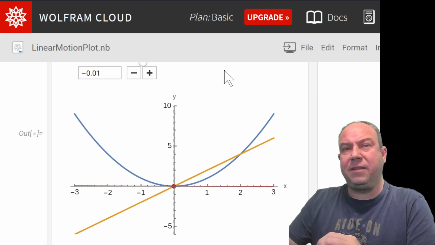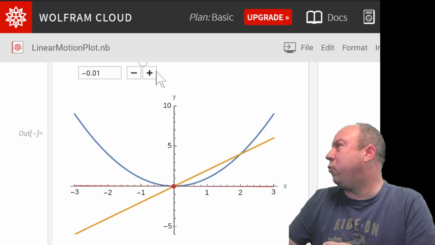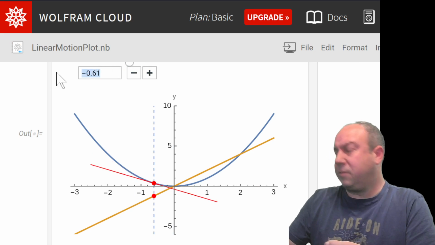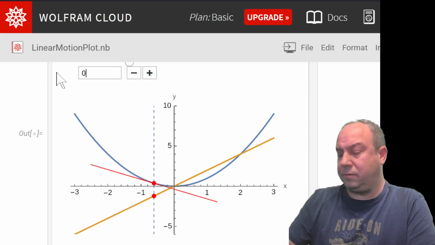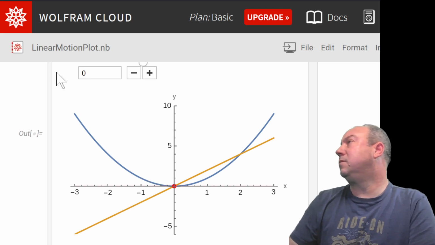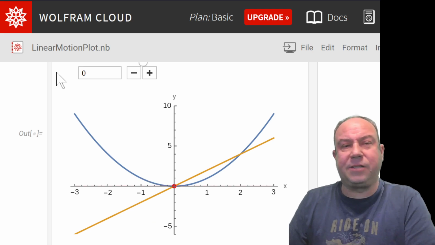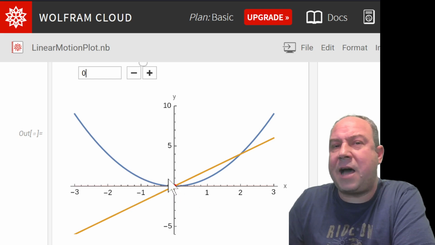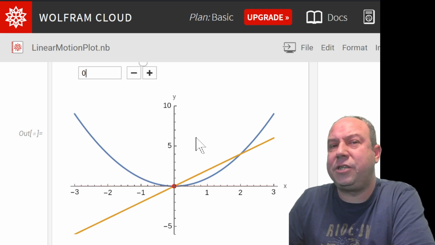Now, where are we at in this animation? We're about negative 0.1. So I could put us right at 0 here. Oh, that's going to jump by ones. So I can just put us right at 0. And you can see you can't even see that tangent line because it is lying right on top of the x-axis in this illustration.